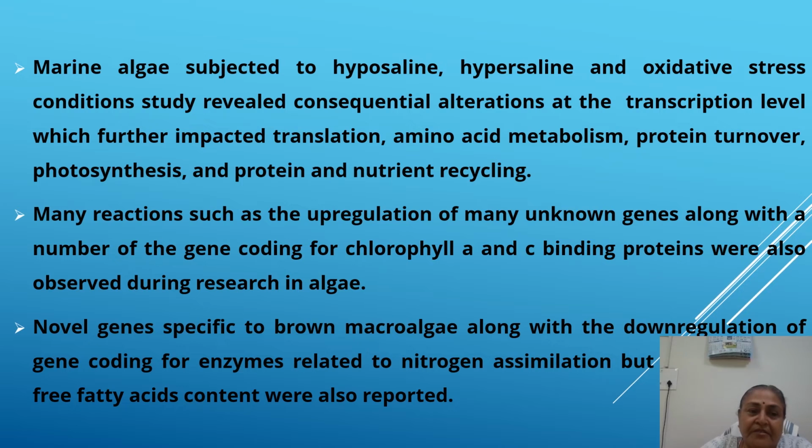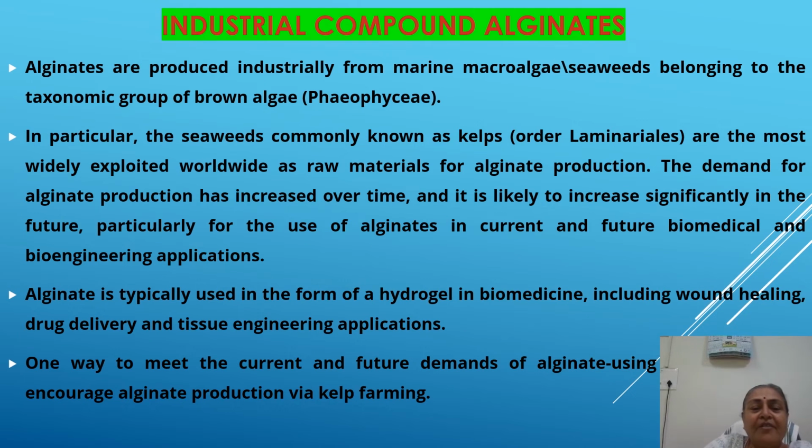Now, I will talk about one more valuable industrial compound, that is the alginates. They are produced industrially from marine macroalgae or seaweeds belonging to the brown algal group, and in particular the seaweed commonly known as kelp. Kelp means members of the order Laminariales, that is Laminaria and others. They are the most widely exploited worldwide as a raw material for alginate production.